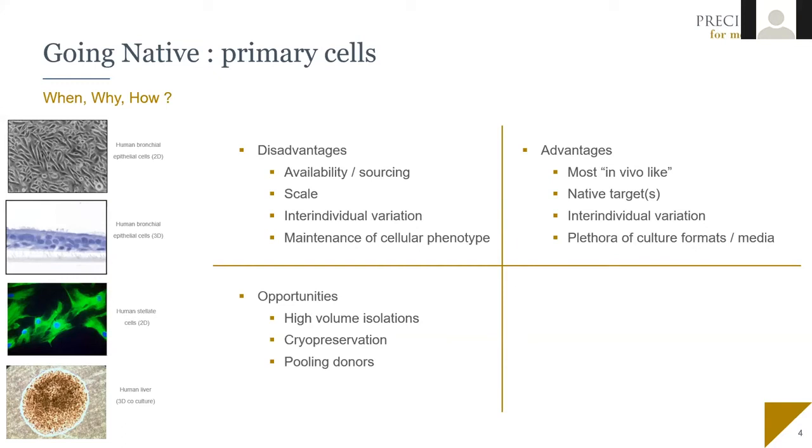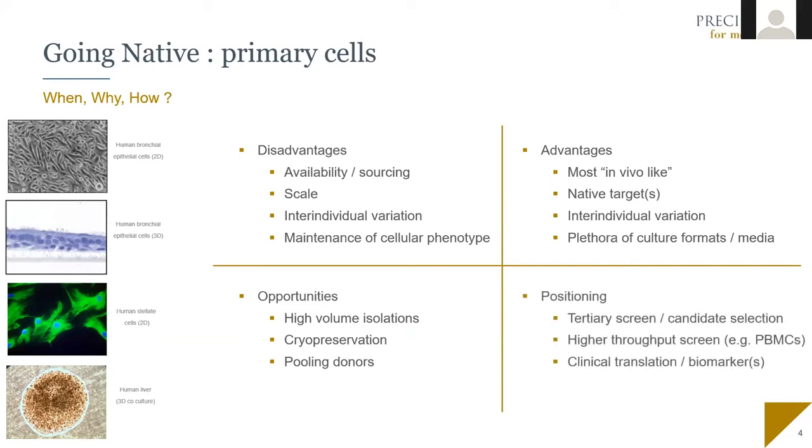And also pooling donors, and you see this a lot in the hepatocyte world in particular, where different donors can be pooled together to give you a big stock of cells for your cell-based assays, and also helps to prevent some of that inter-individual variation. You're creating a generic pool of cells from multiple individuals.